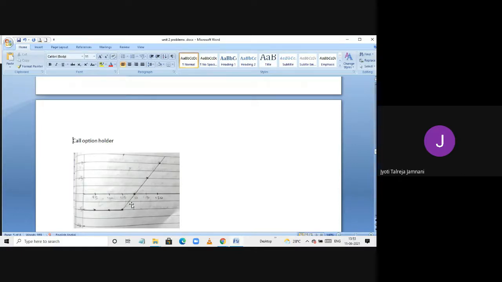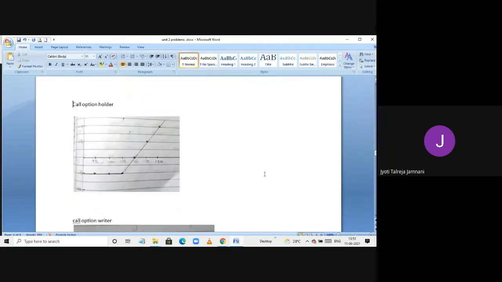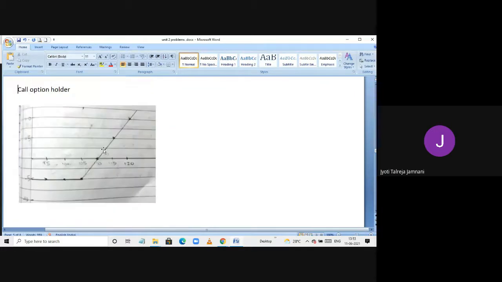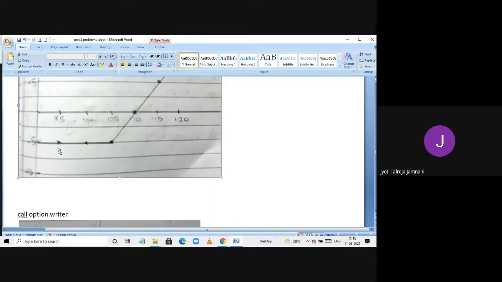Okay, so now just see here. At 95, we have a loss of minus 5. I hope the graph is visible. Yes, ma'am. At 95, I have a loss of minus 5. So in the loss part of the graph, where there is loss, I have marked minus 5. At 100 also, I had a loss of minus 5. And at 105 also, I had a loss of minus 5. So in all three cases, there's a loss of minus 5.